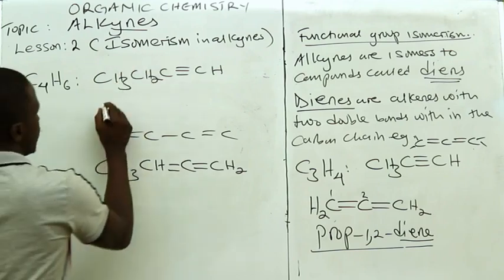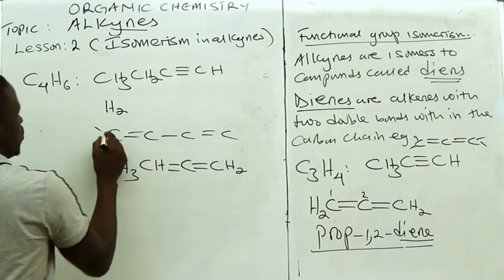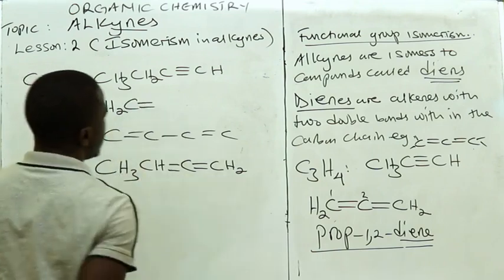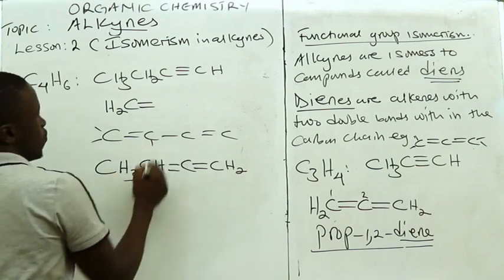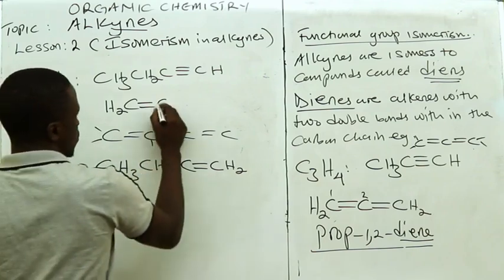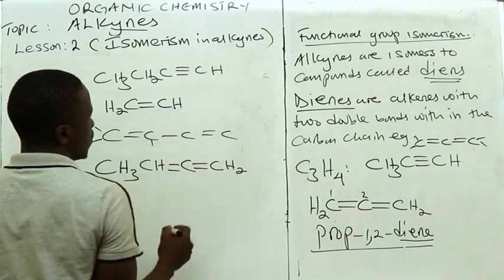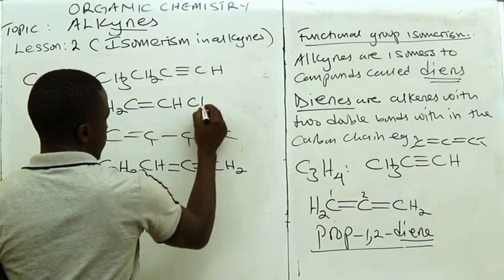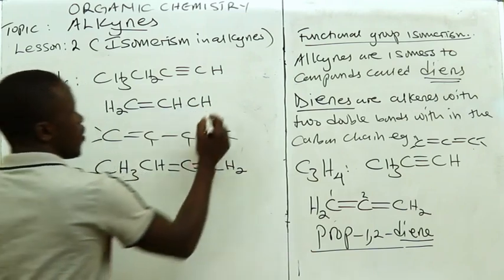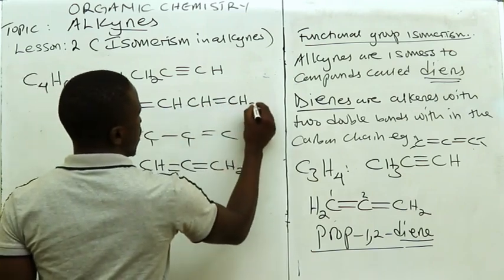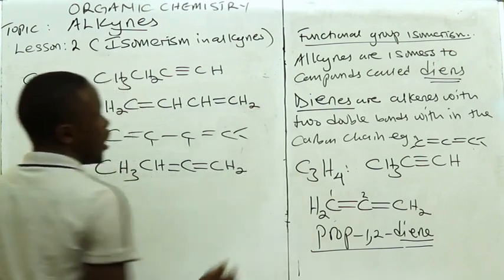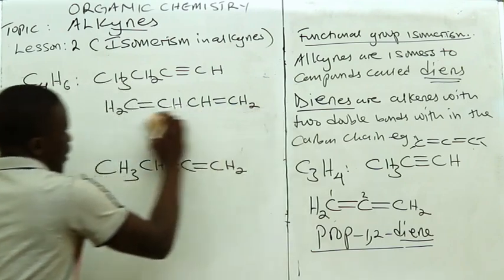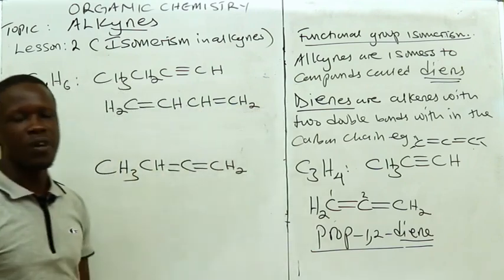Then this one would be H2C. I need 2 here. Then C double bond. There is need of 1 hydrogen here, so CH. Then there is need of 1 hydrogen there still, CH. But then there is a double bond, CH2, like that, CH2. And so that is another functional group isomer.